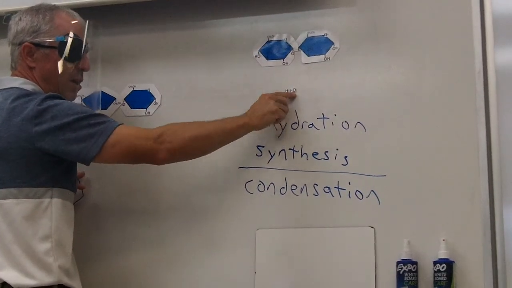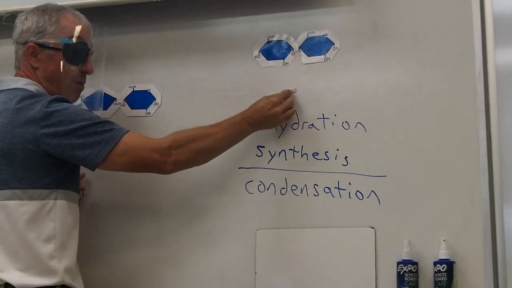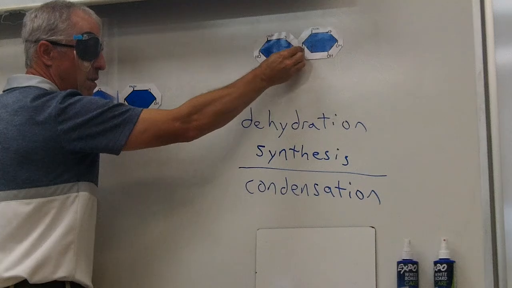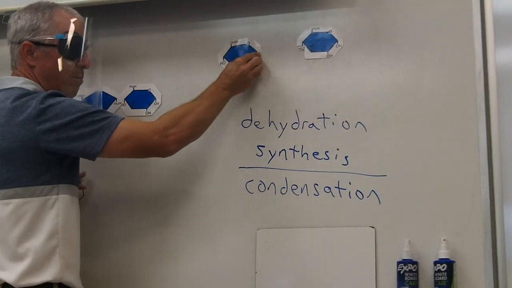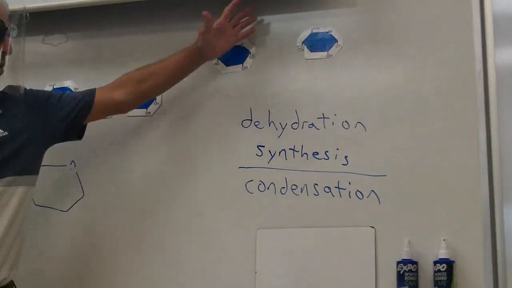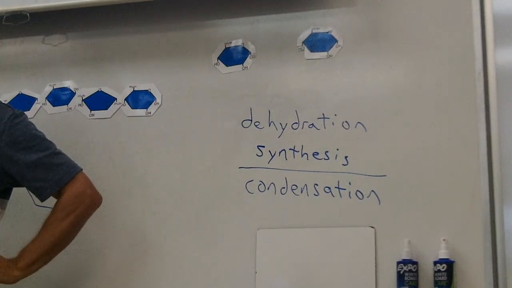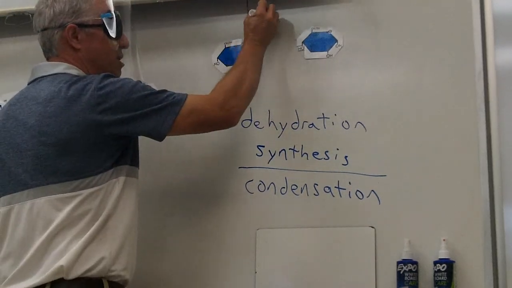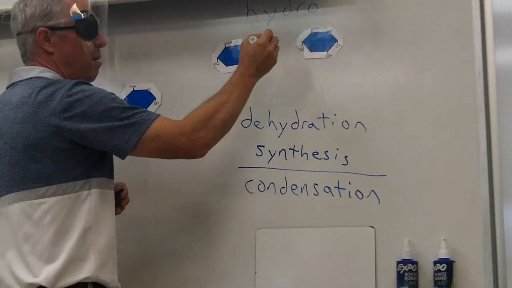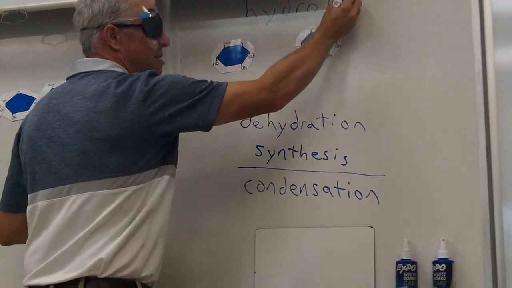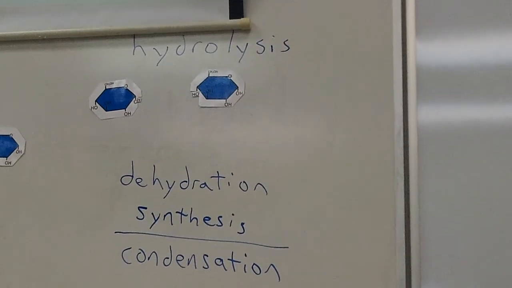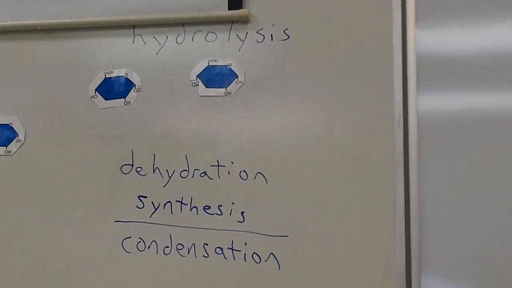So here's water, here's maltose, that's what we start with. Here we go, it connects and breaks apart. And now the water is part of the two glucose molecules. We call that a hydrolysis reaction. Hydro means water, lysis means to break. To break using water, hydrolysis.